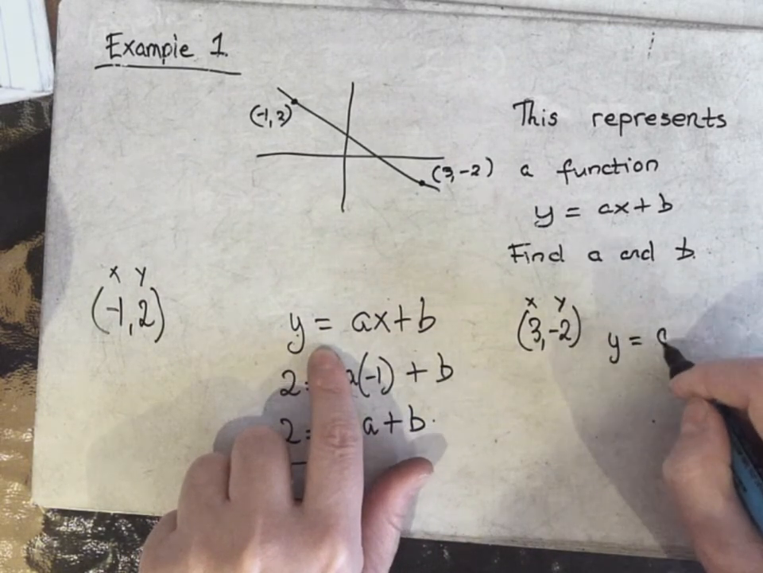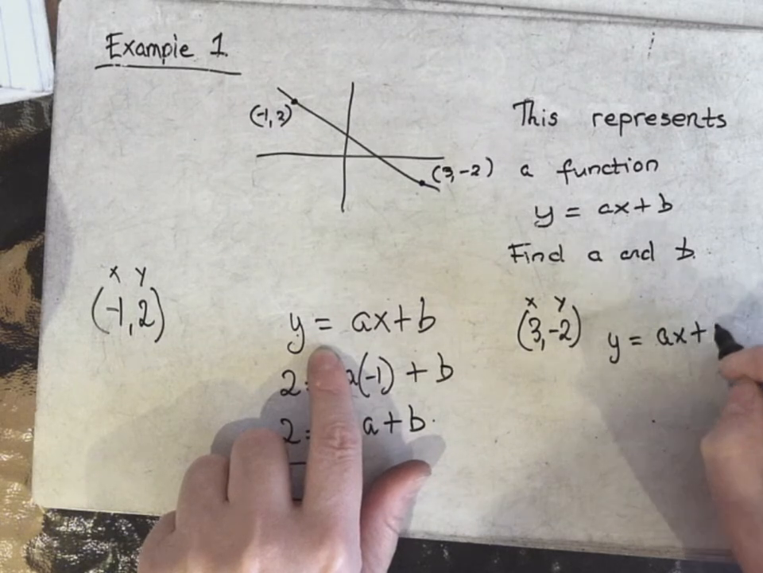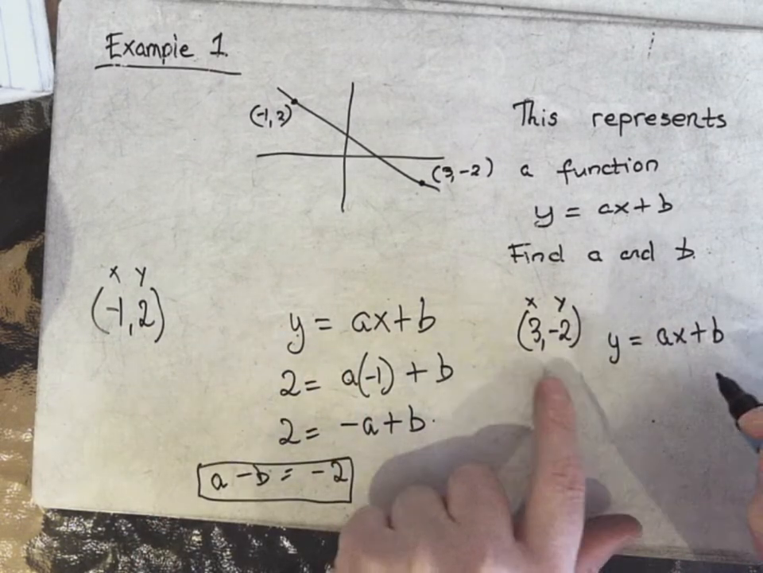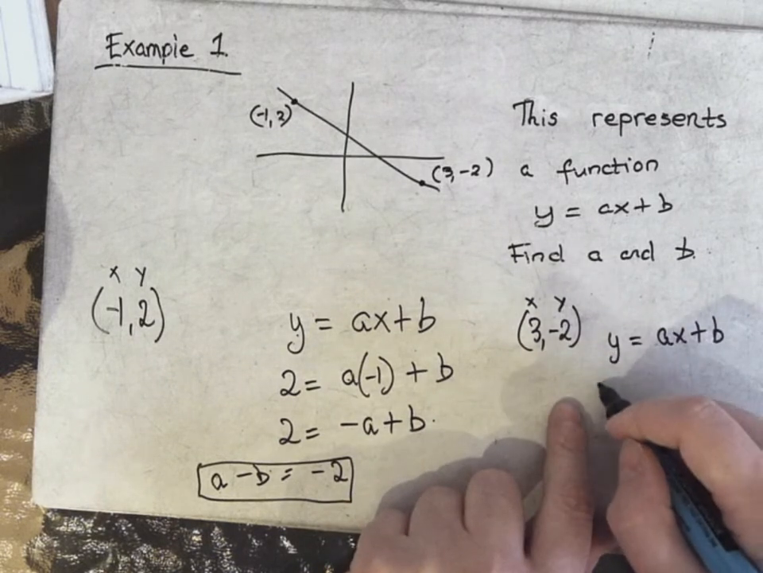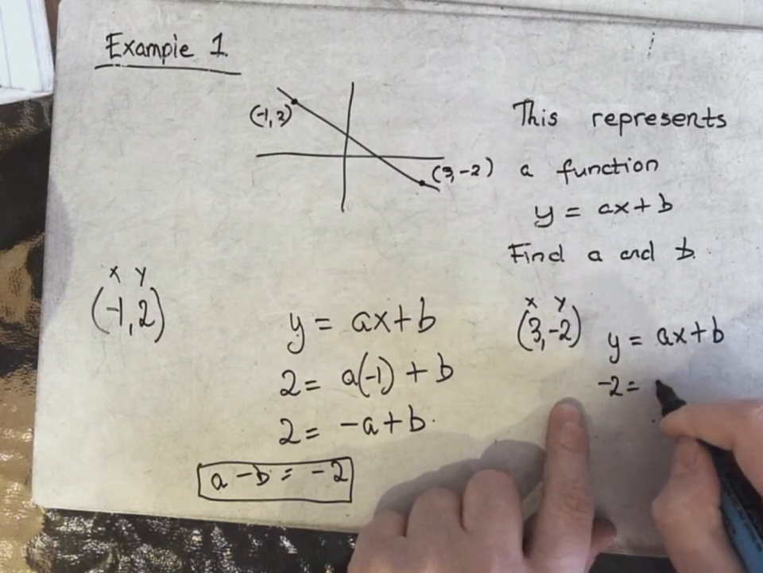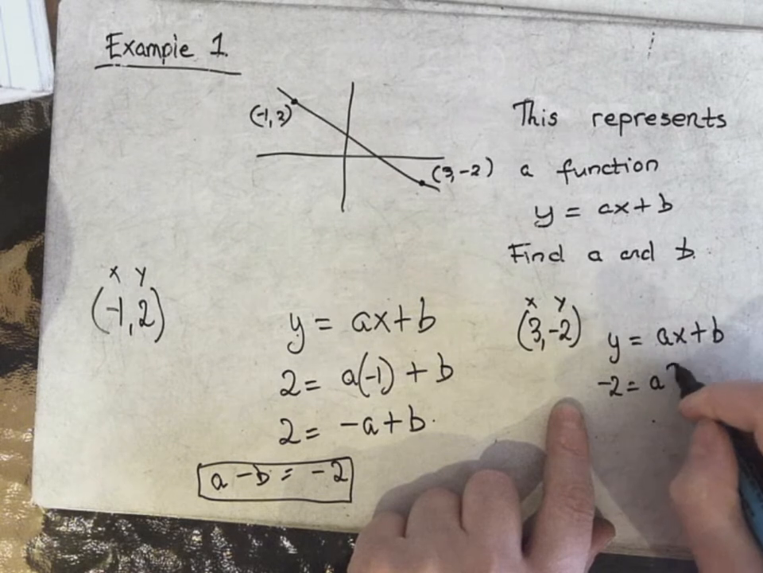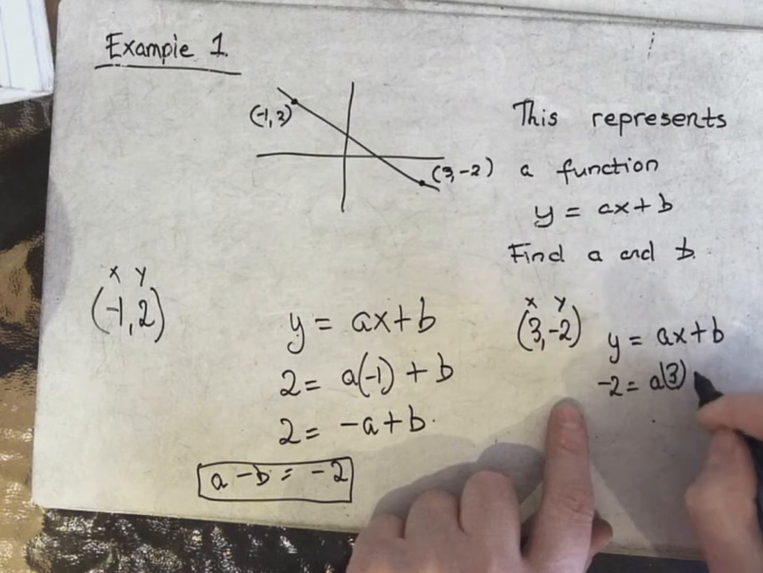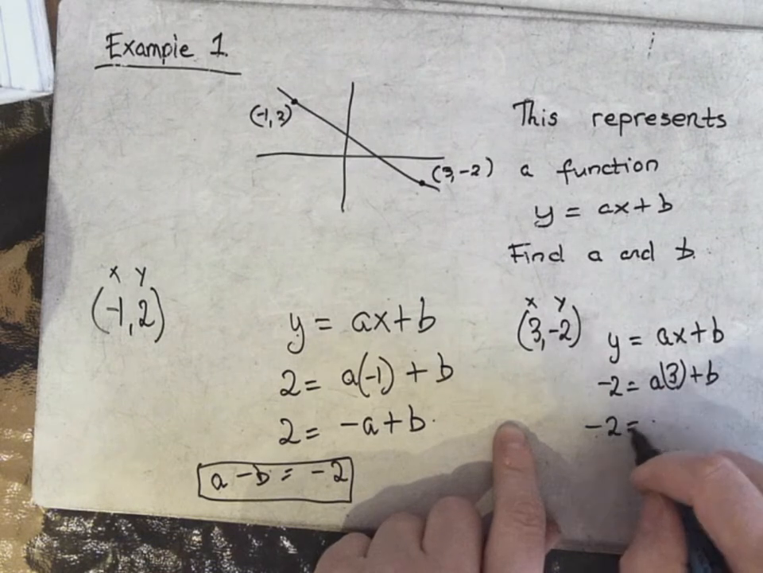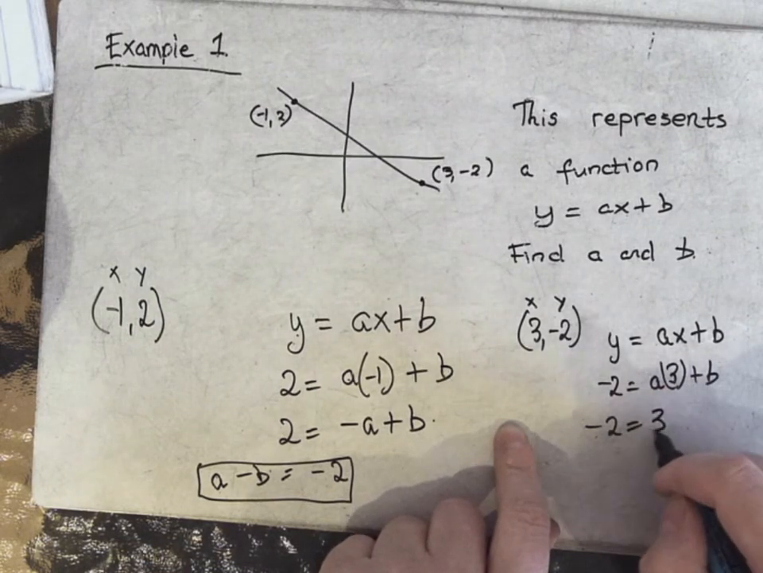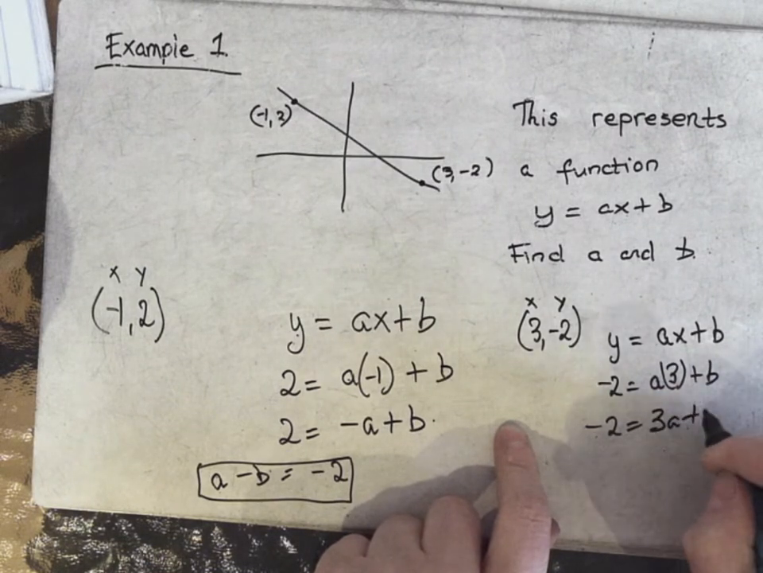So you get y equals ax plus b. So instead of that x, I'm going to put in a 3. Instead of y, I'm going to put in minus 2. So that y is minus 2. A, I don't know what it is. X is 3. And b, I don't know what it is. So that's minus 2 equals a multiplied by 3 is 3a plus b.